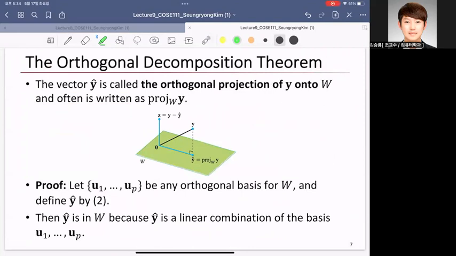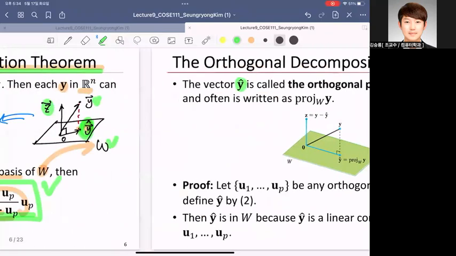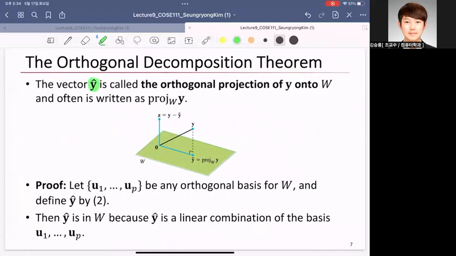In other words, before proving this one, vector y hat is called the orthogonal projection of y onto W, often written as projection of y onto W. It looks like this. This is the subspace W, and this is vector y. Then y hat should be the projection of y onto W.